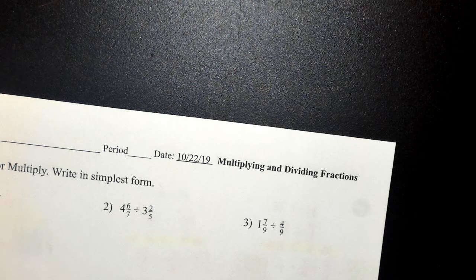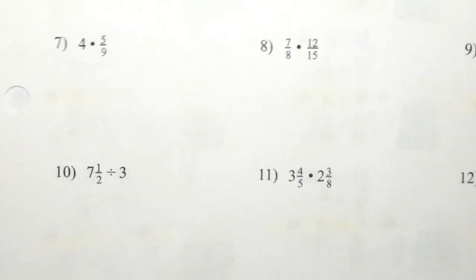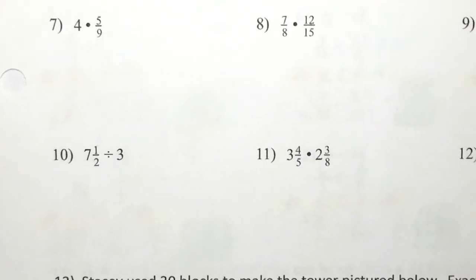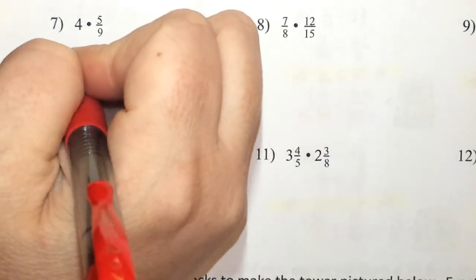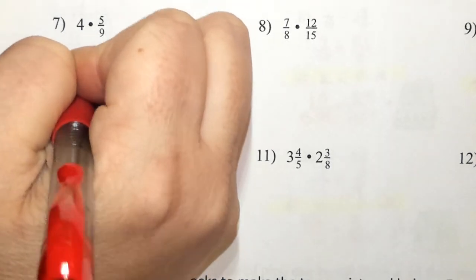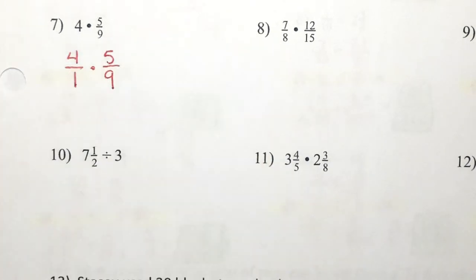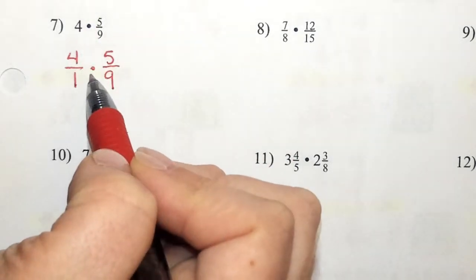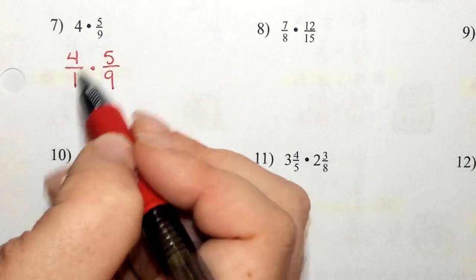All right, so resuming the recording, we are doing 7, 8, and 9 in this class. So on number 7, is this a good problem the way it is? Jake? No. How do I need to write it? You're going to do 4 over 1 times 5 ninths. Is there anything else wrong with that? No. All right, do I need to keep change flip? No. This says to multiply, so we're ready to simplify.